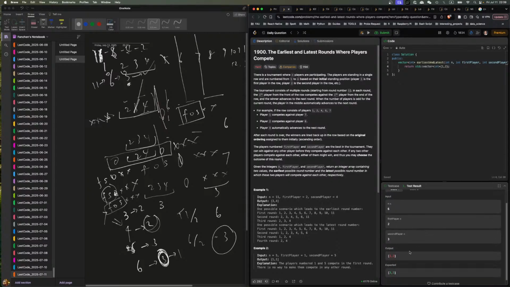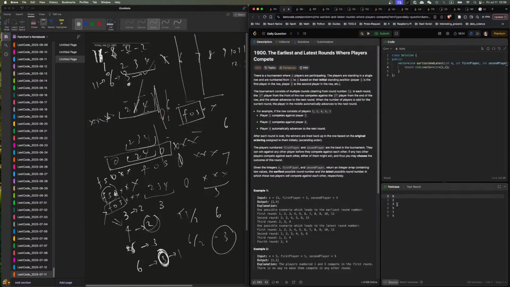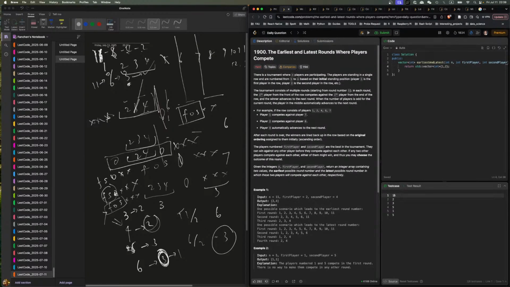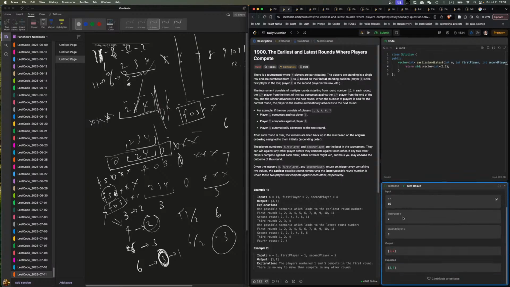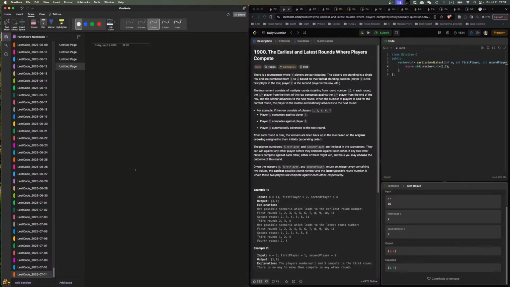That is not true. 16 is only 3 steps. What? Oh, I said 16. Damn it. Oh, 16 is 3 steps. Oof. Okay, that kind of shatters our idea. 2, 3, right? 4, 5, whatever.